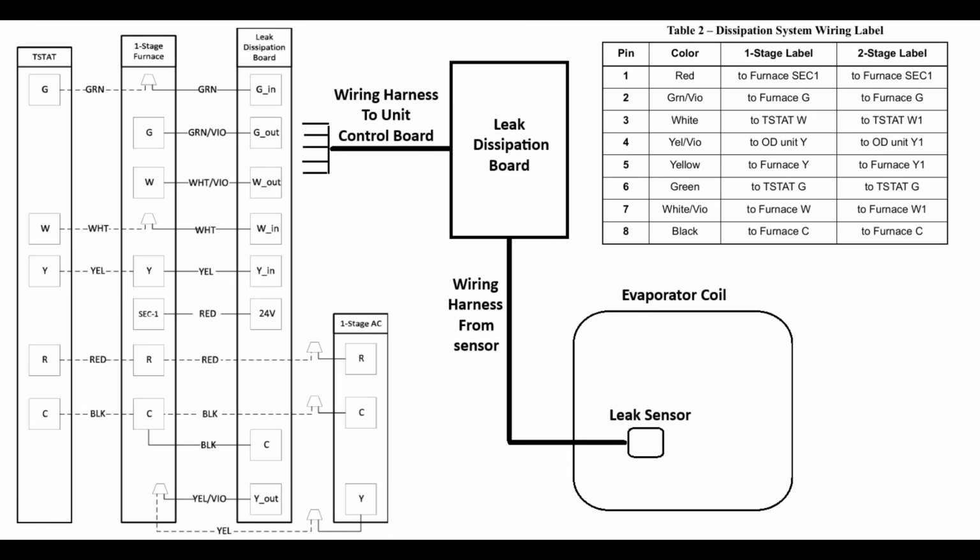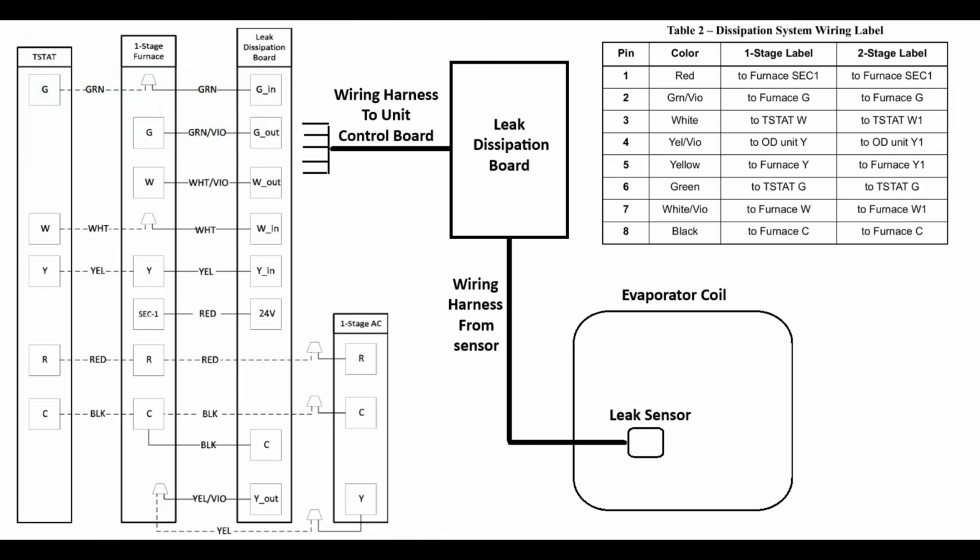Now the G terminal, or that green wire coming from our thermostat, from our blower, that's no different. We still have to go through the leak dissipation board. So we're no longer going to take that green wire from a thermostat and land it on the G terminal on our control board in the unit itself. We have to wire nut it directly to the GN wire. So that 24 volts off of the G terminal thermostat goes through the dissipation board and then makes its way on G out to the actual G terminal on the control board in the unit.